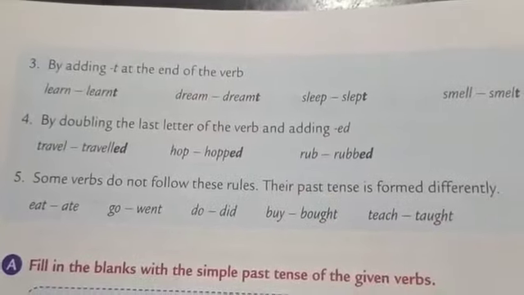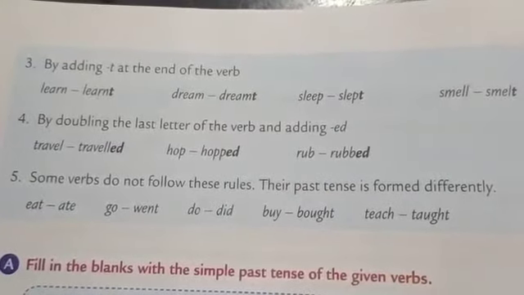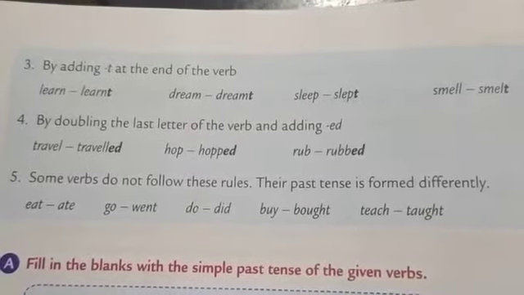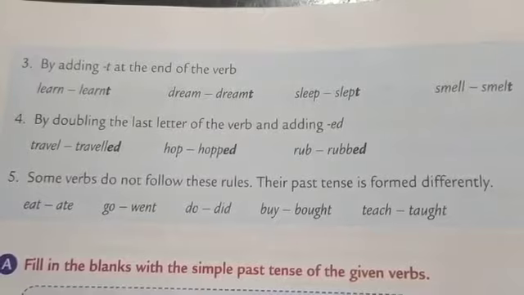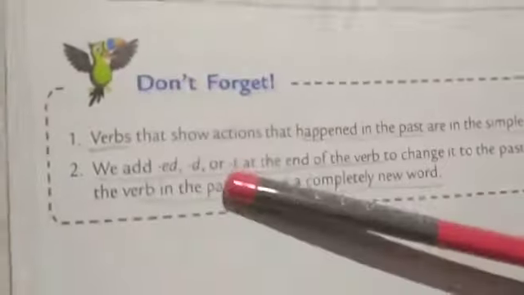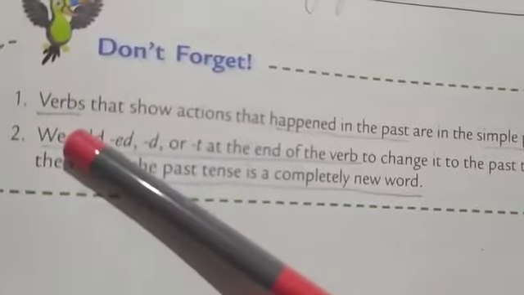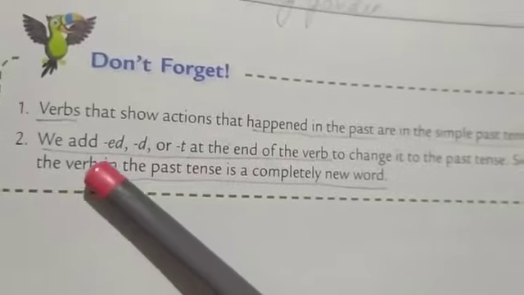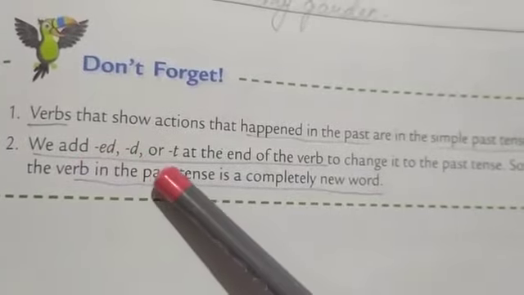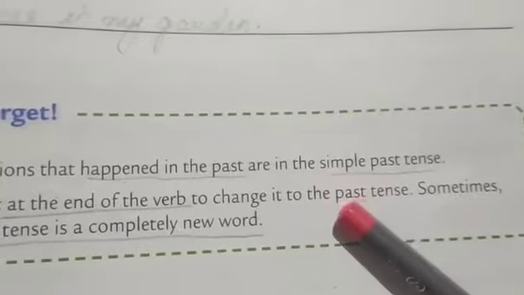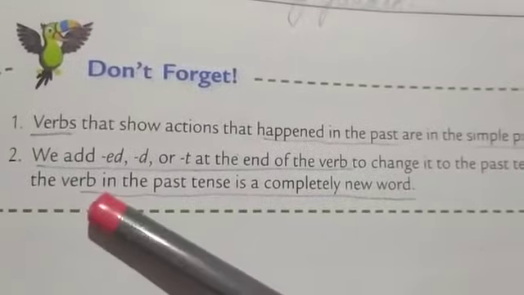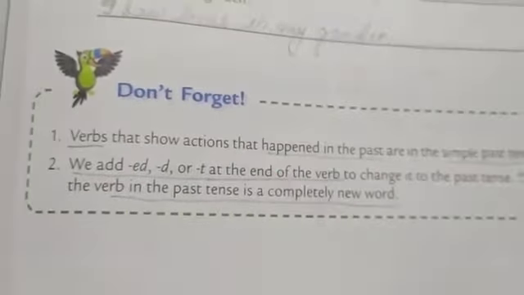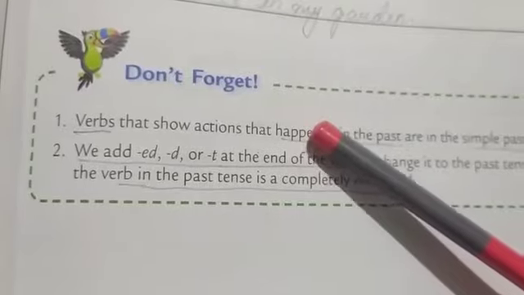Okay children, this is all in this part of the video. You have to just learn the lesson thoroughly once again, and don't forget this also to learn. Verbs that show action that happened in the past are in the simple past tense, and we add ed, d or t at the end of the verb to change it to the past tense. Sometimes the verb in the past tense is completely a new word. So don't forget to learn the lesson thoroughly, and in the next part of the video we will do the exercises.